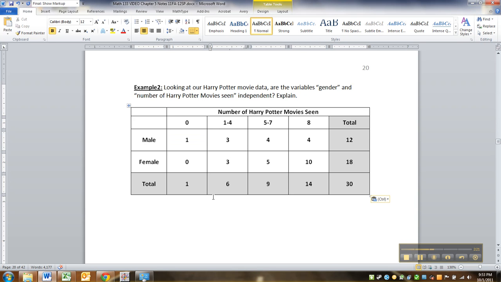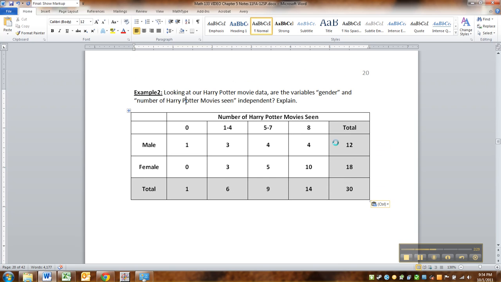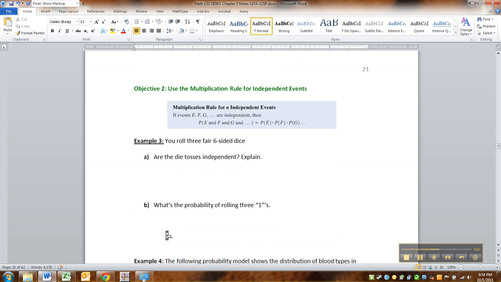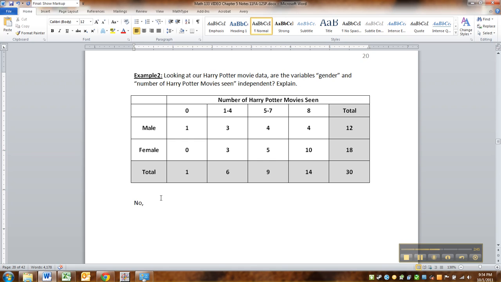All right. So, looking at our Harry Potter movie data, are the variables gender and number of Harry Potter movies independent? Explain. Well, just in general, the answer has got to be no, right? Okay, so now the question is why. Now, there's a couple ways you could figure this out. And one of them is going to involve a rule that we will get to down here, but we won't mention it at this point.